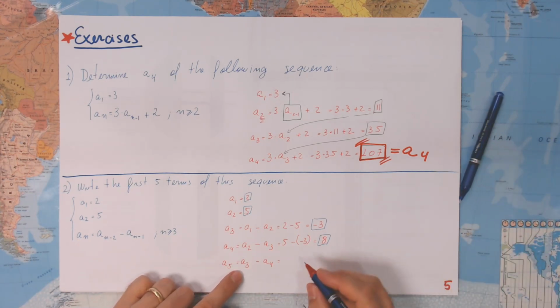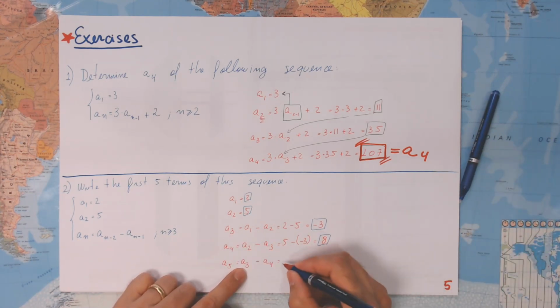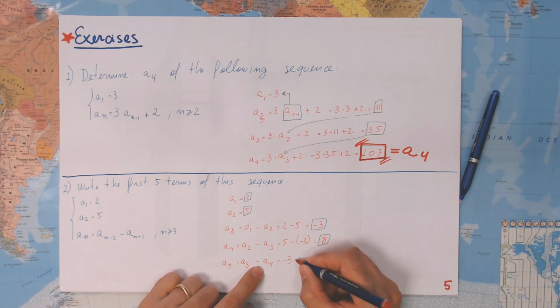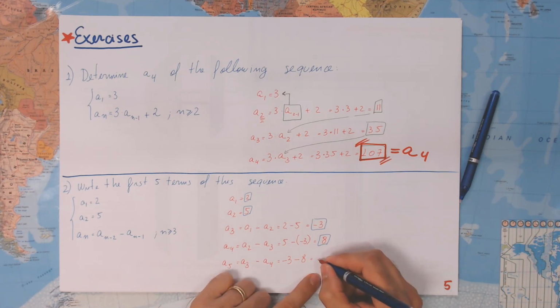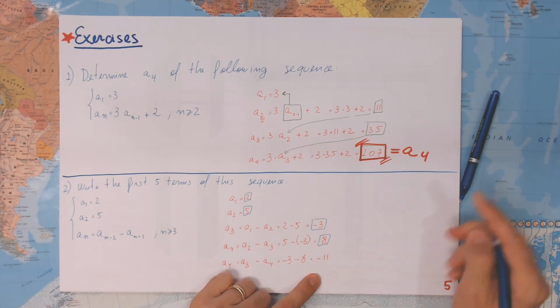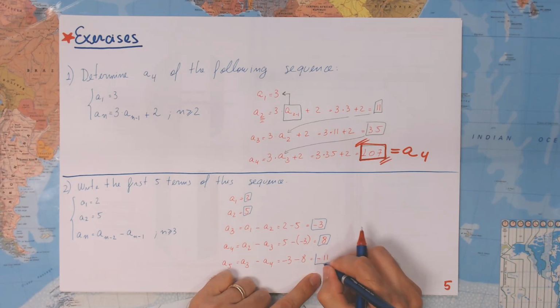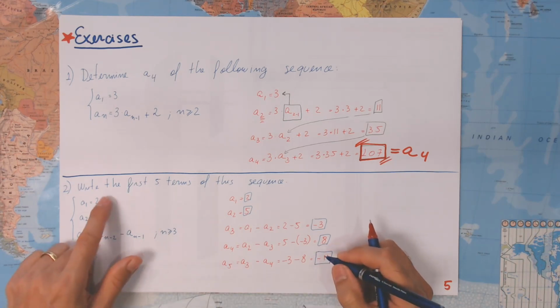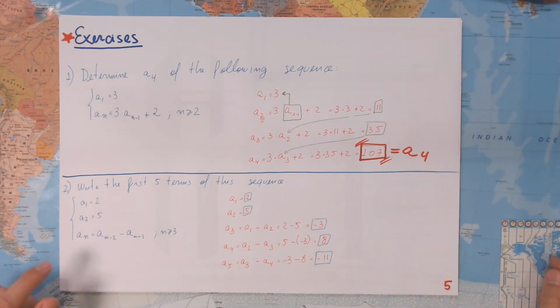Now a3 is minus 3, minus a4, 8. This is minus 11, right? Minus 11. Okay, these are the first 5 terms being asked.